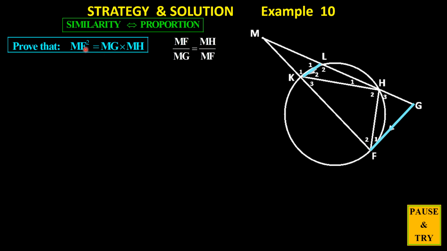How did we get that? MF squared is MF times MF, so I can just divide by one of the MFs and bring the other MG over. You can just confirm here. MF squared is MG times MH. Now it becomes standard.